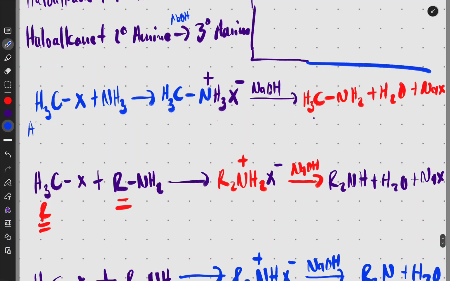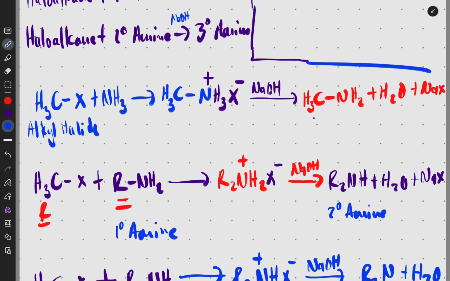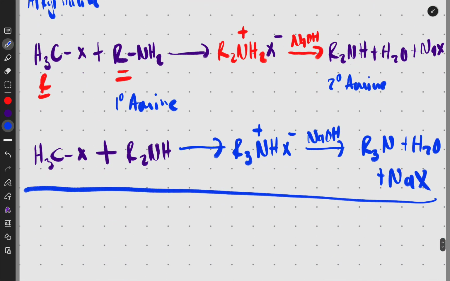So here is your alkyl halide or haloalkane, okay? If you add ammonia, you make a primary amine. If you add a primary amine to a haloalkane, you end up having a secondary amine. Okay? And here is a primary amine, and it is added to an alkyl halide. Now if you add an alkyl halide to a secondary amine, you end up having a tertiary amine, a 3° amine.